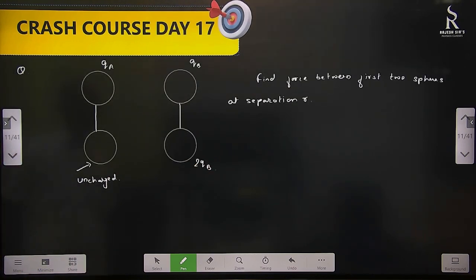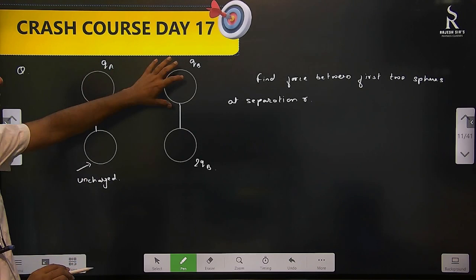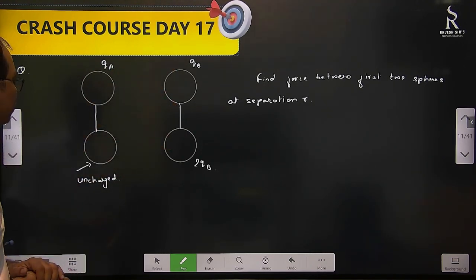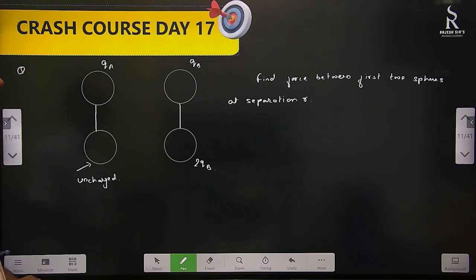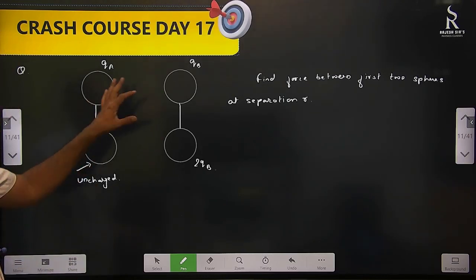What is this? QA and QB, we have been given charges on these two spheres. Here QA, here QB. And two more identical spheres are there. This one is uncharged and this one has 2QB charge. Then what is the question asking? Find the force between the first two spheres at separation R. These are the first two spheres.